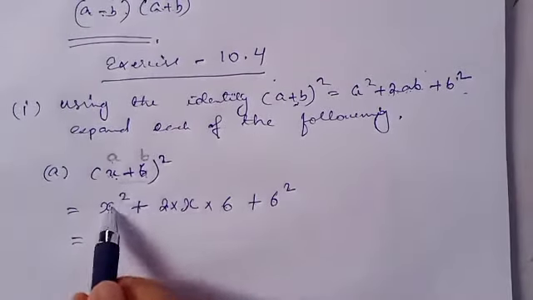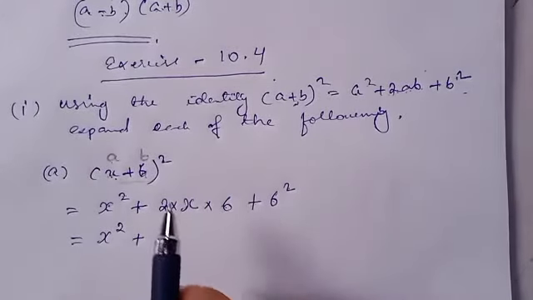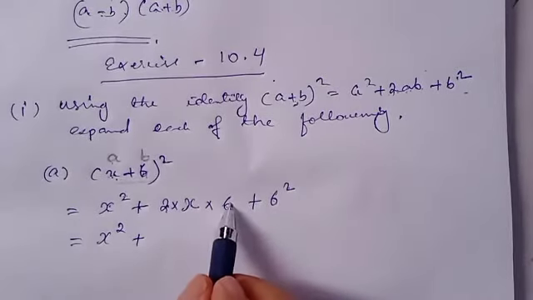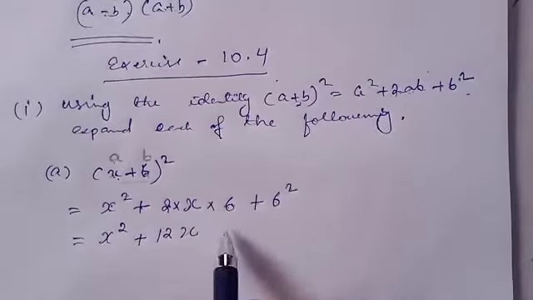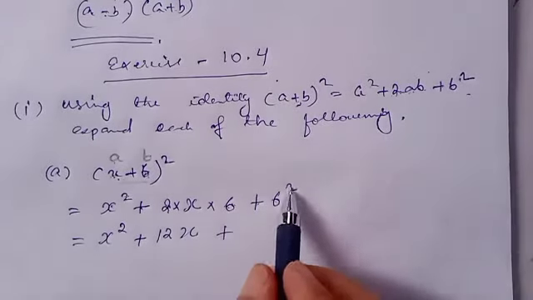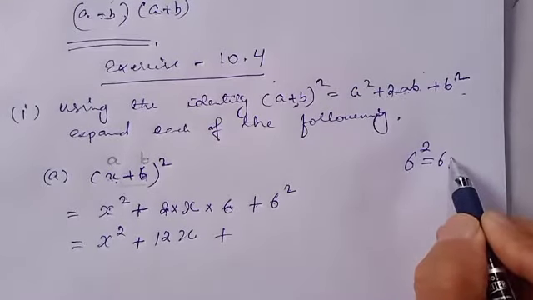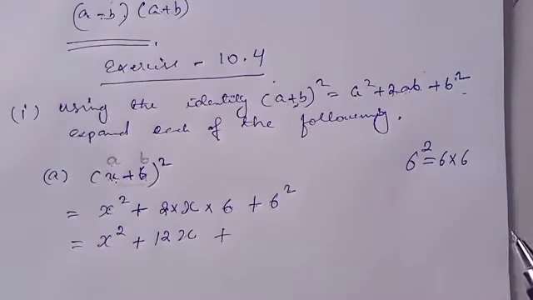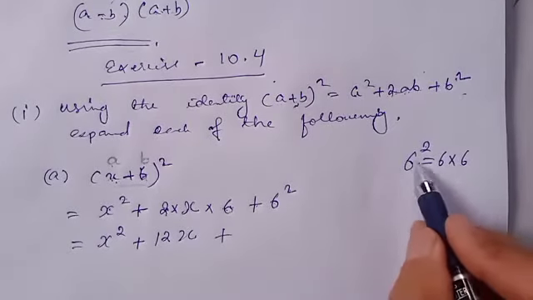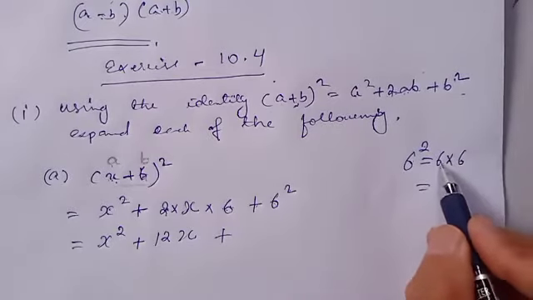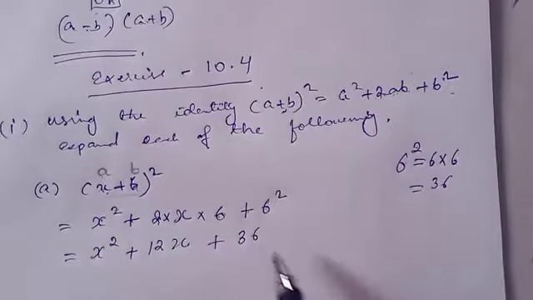Then x squared, same, we write x squared plus, and then second number we have 2 and 6, so write 2, 6 are 12. X we have only 1, plus, and then what about 6? 6 squared means we have to multiply 6 2 times, 6 into 6. 6, 6 are 36, right? So 6 squared is 36.